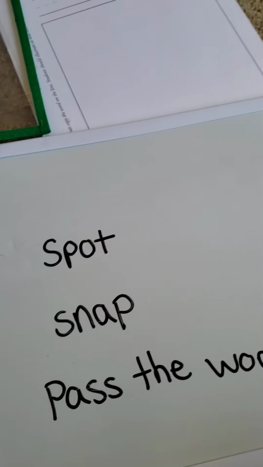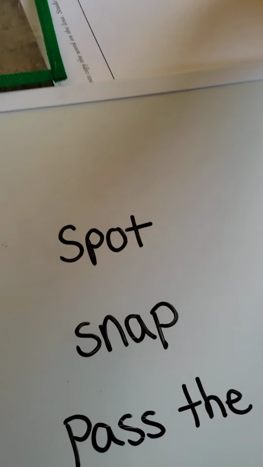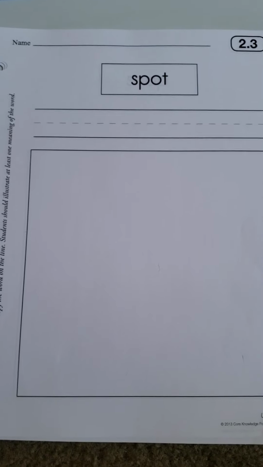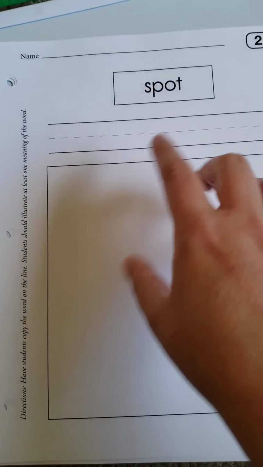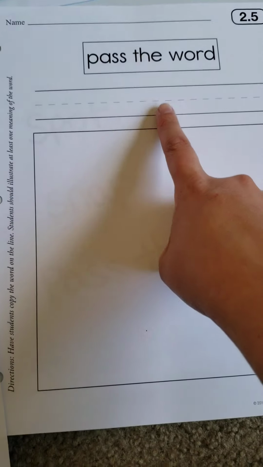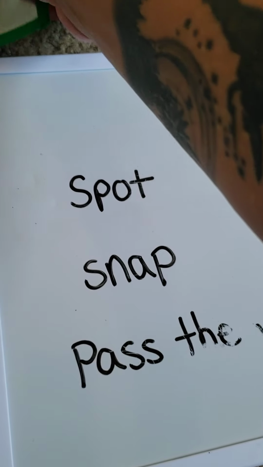Okay, so for the work, it does include these vocab pages. So it's going to have those words where you copy the word and then you draw a picture of what it means. So spot means to see. Snap means to bite. And then pass the word means to tell somebody something or to spread news. Okay, so those are the 3 vocab pages.